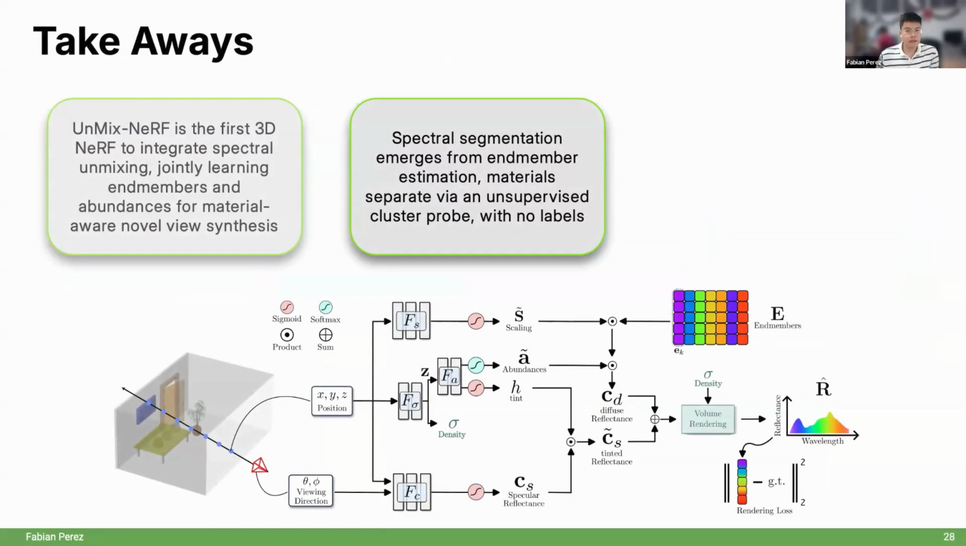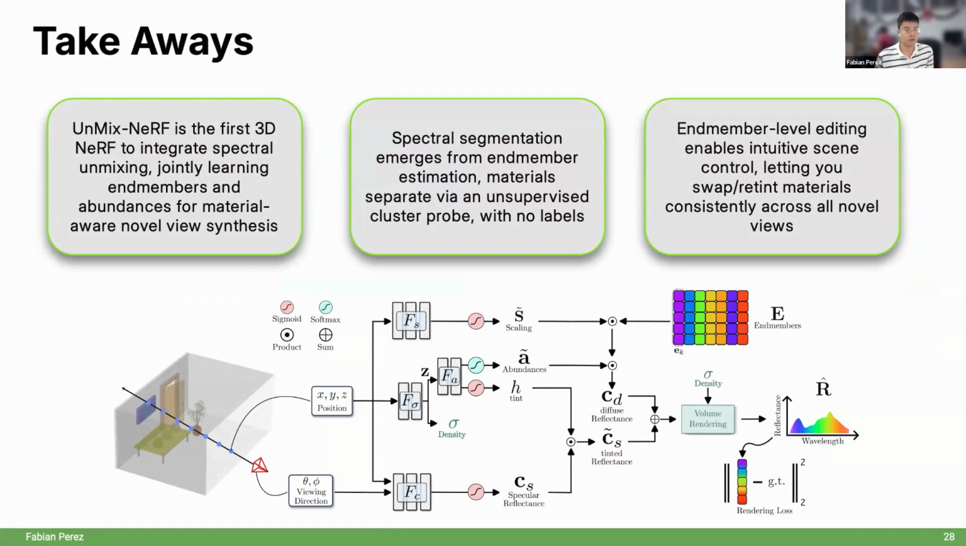So let me leave you with three takeaways. First, UnMix-NeRF is the first 3D method to integrate spectral unmixing, jointly learning endmembers and abundances from material-aware novel view synthesis. The second one is that spectral segmentation emerges from endmember estimation, with materials separated via an unsupervised cluster probe with no labels. And the third one is that endmember-level editing enables intuitive scene control, letting you swap materials consistently across all the novel views.